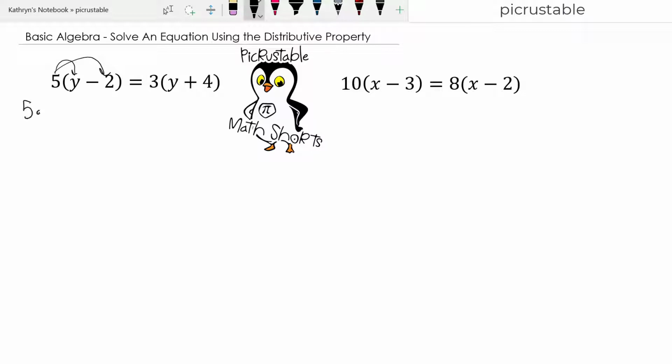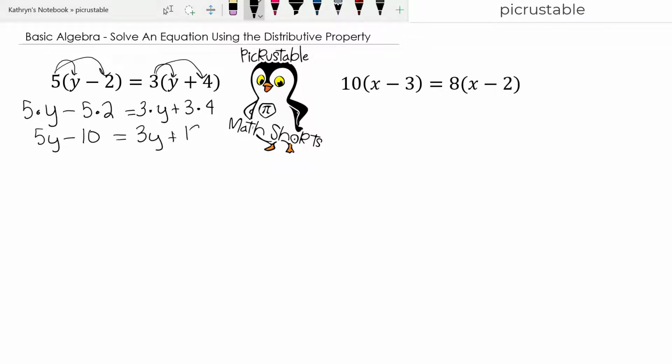Well, it's going to look like 5 times y minus 5 times 2, okay? Now, once again, I have a number next to a parentheses, which means to multiply. And in this case, I have a whole bunch of stuff in my parentheses. So let's use the distributive property. I'm going to take 3 times y plus 3 times 4. Okay, let's simplify. 5 times y is 5y minus 5 times 2 is 10 equals 3 times y is 3y plus 3 times 4 is 12.